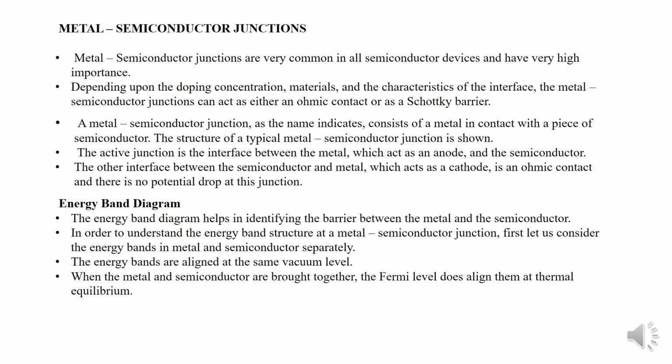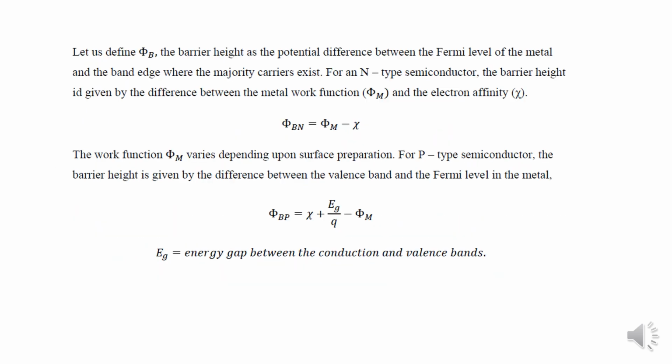While we are seeing this energy band diagram, it helps in identifying the barrier between the metal and the semiconductor. In order to understand the energy band structure at a metal semiconductor junction, first let us consider the energy bands in metal and semiconductor separately. The energy bands are aligned at the same vacuum level, and when the metal and the semiconductor are brought together, the Fermi level doesn't align at thermal equilibrium.